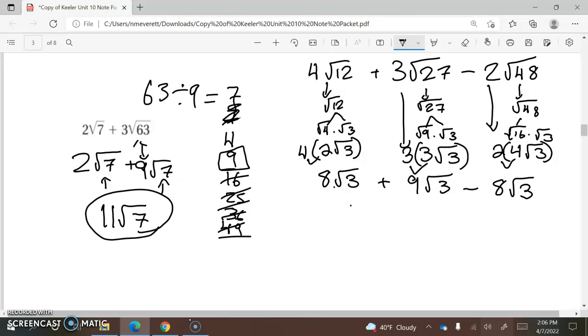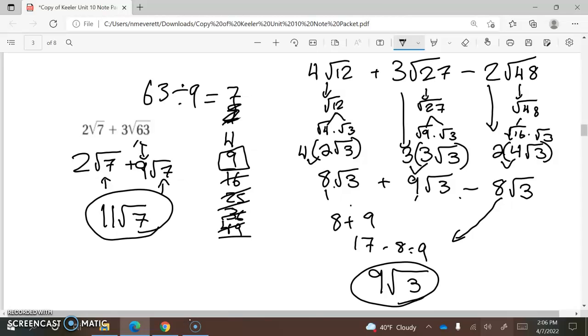So now all of these radicals are the same. Now I can go ahead and add them together. I'm just going to add these numbers. 8 plus 9 gets me 17 minus 8. Well, that just gets me back down to 9. So it's going to be 9. So if I add all these together, I get 9 with the square root of 3 attached to it.